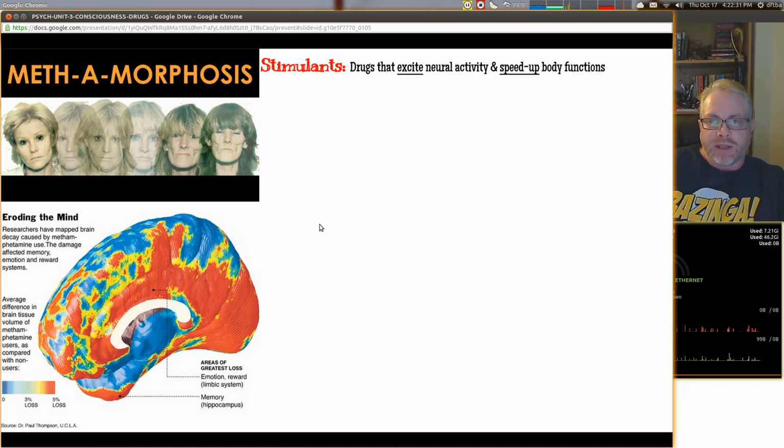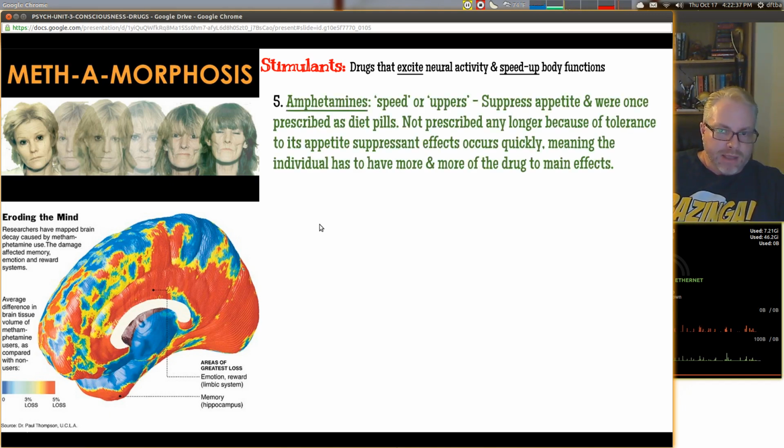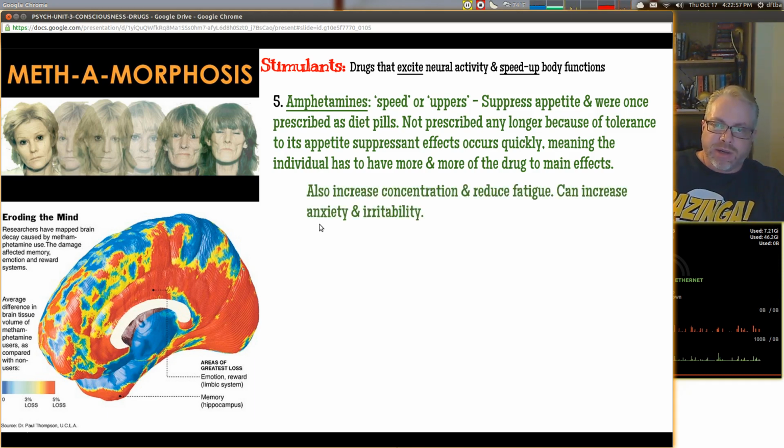Let's look at some stimulants that are extremely addictive and definitely a problem. Amphetamines, speed or uppers, suppress appetite and were once prescribed as diet pills. Not prescribed any longer because the tolerance to the appetite suppression occurs very quickly, meaning that the individual has to keep having more and more of the drug, and it's highly addictive. It also increases concentration, reduces fatigue, and can lead to anxiety and irritability.